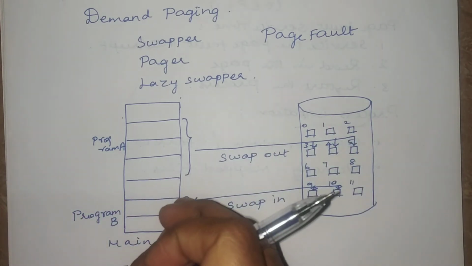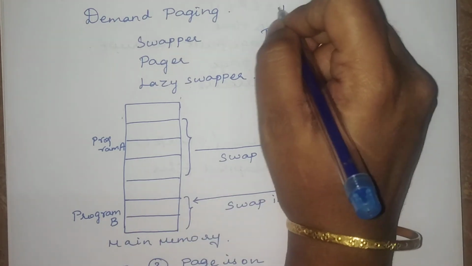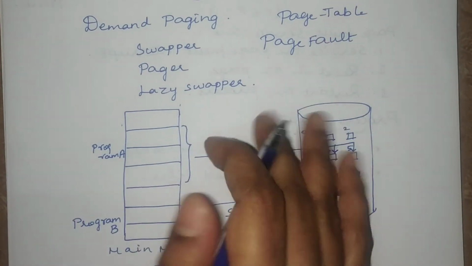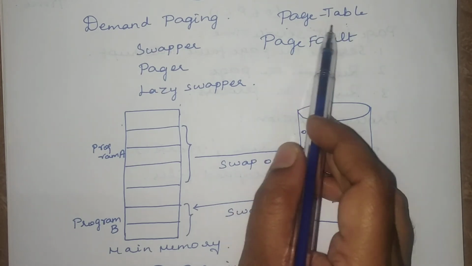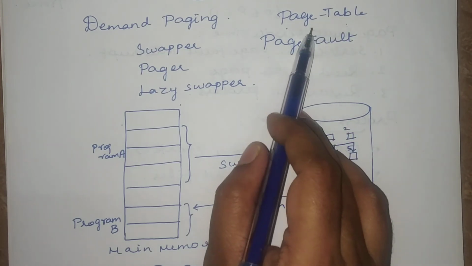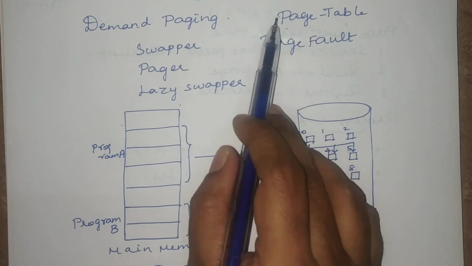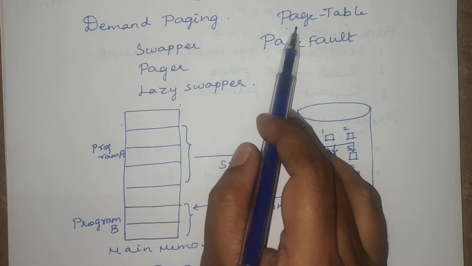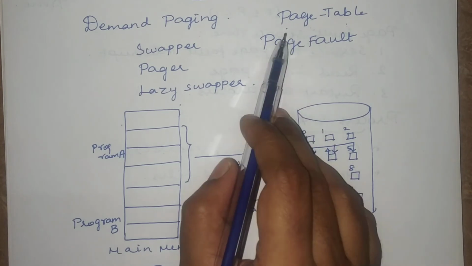So how can we find out that a page fault occurred in the system? With the help of the page table, we can find out whether a page fault has occurred or not. Each and every process will have its own page table. In the page table, each and every entry will hold the information about the frame number and also the valid or invalid reference bit. That bit value will give the information about the page availability in the physical memory.